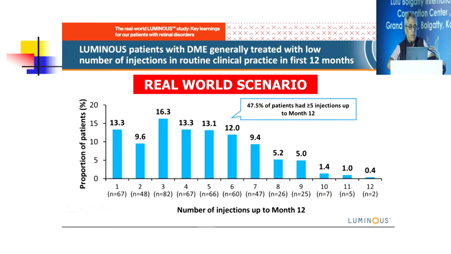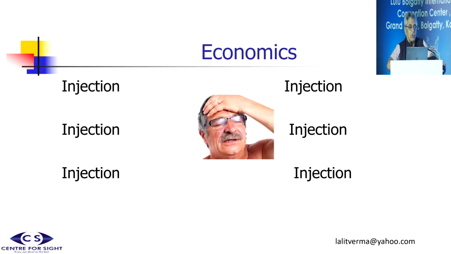And the real world experience also tells us less than 50% of the people get more than 5 injections. This was the Lumina study, long time back, data got available. The compliance becomes an issue. And it's injection, a lot of time my patients will come with a chart, Dr. Saab, kitne injection aur lagenge, how many more injections will you give? And sometimes, believe me, our integrity is at stake. They start thinking that as if I am giving for my own benefit.